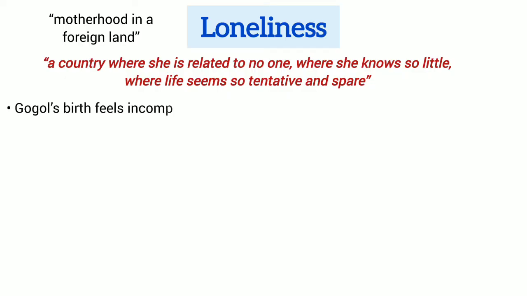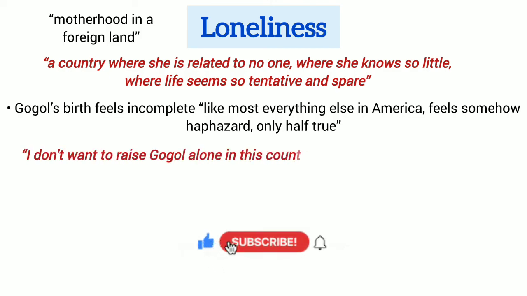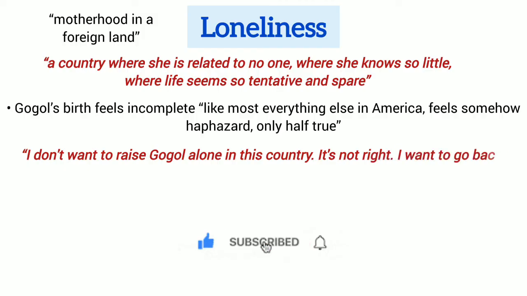Gogol's birth feels incomplete, like most everything else in America, "haphazard, only half true," lacking the presence of close family support. Ashima longs to be back in India, amidst family care postpartum, and laments this to Ashok after arriving back from the hospital after Gogol's birth. "I don't want to raise Gogol alone in this country. It's not right. I want to go back."